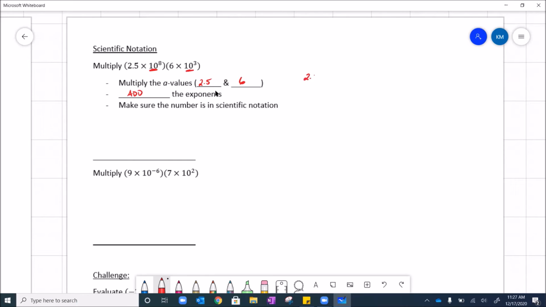And then after we're done with that, make our number in scientific notation. So as I rewrite this problem, I'd say 2.5 times 6, 10 to the 8th plus 3. Okay, that gives me, what is that? 15. Oops, I'll write that here. Times 10 to the 11th. Okay, right now this isn't in scientific notation, so I want to change that and say, okay, I need to make a greater than 1 and less than 10. So 1.5, I made this number smaller, I need to make this number larger. Times 10 to the 12th. Okay, try that on the second one.